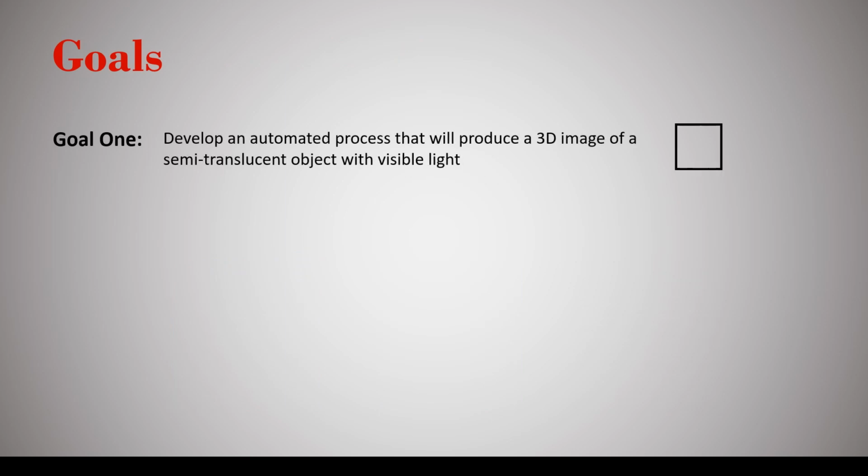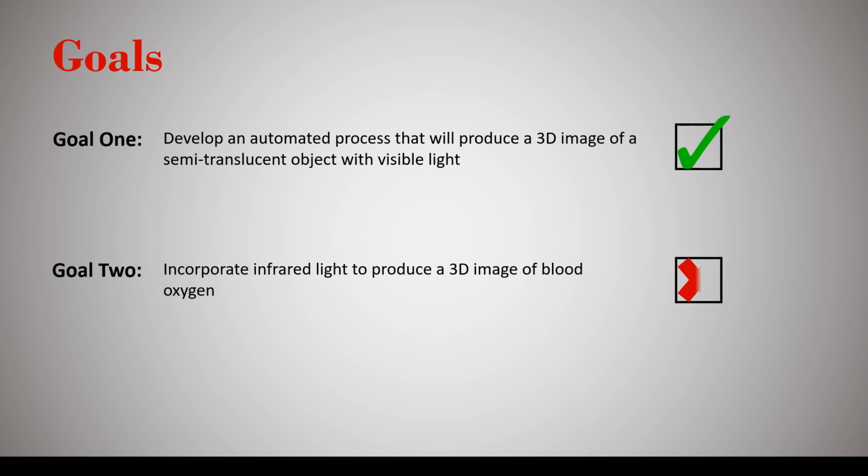So when we were first assigned this project, we wanted to establish two goals right off the bat, one for each semester, the first of which was to develop an automated process and system that would produce a 3D image of a semi-translucent object with just visible light, and the second of which was to incorporate infrared light to produce a 3D image of blood oxygen of some kind of biological material. We were able to accomplish the first goal pretty easily, but the second one we were unable to accomplish due to the COVID-19 closures of our campus.